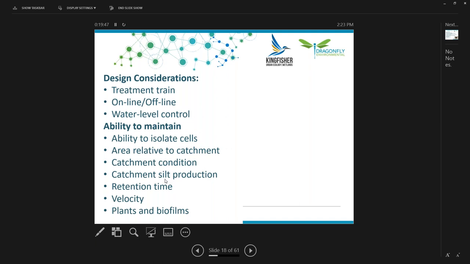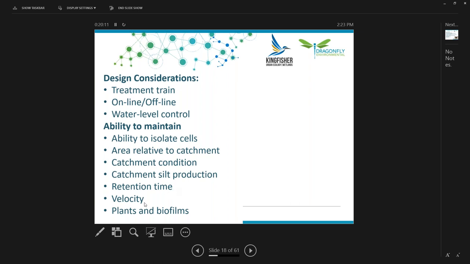Retention. Retention time's talked about a lot, with the assumption that the longer the water sits in the wetland, the cleaner it is. Well, that's okay as an assumption, but as you can imagine, if you left your water in your bath for a long time, it wouldn't get any cleaner. It would certainly get quite revolting. So we do need to say retention time in a functioning wetland where the water is moving.